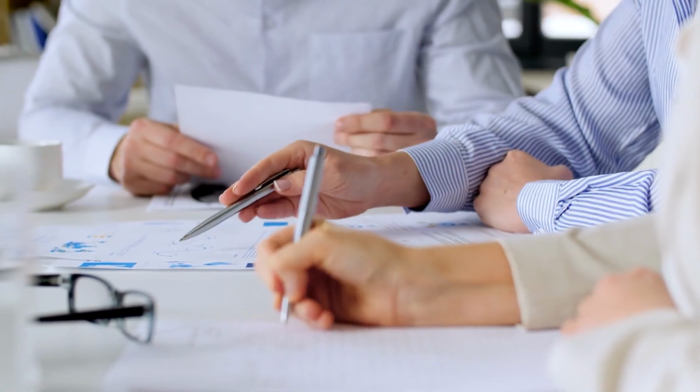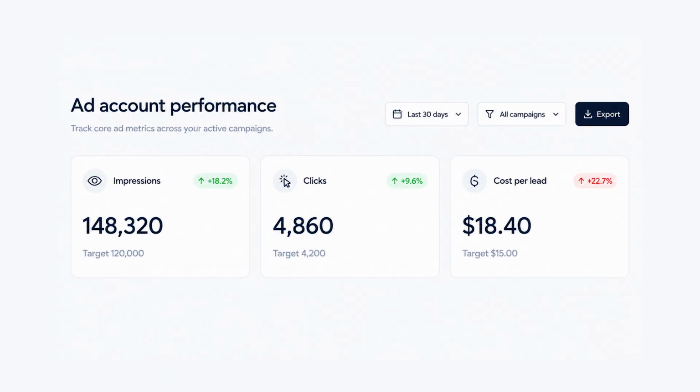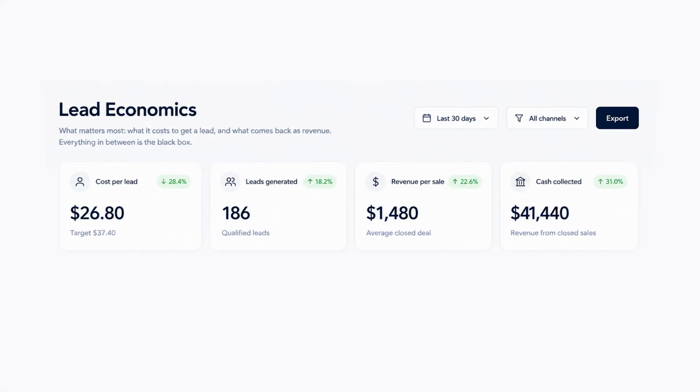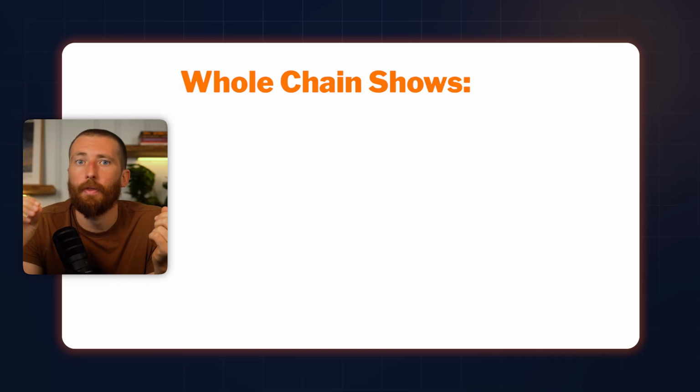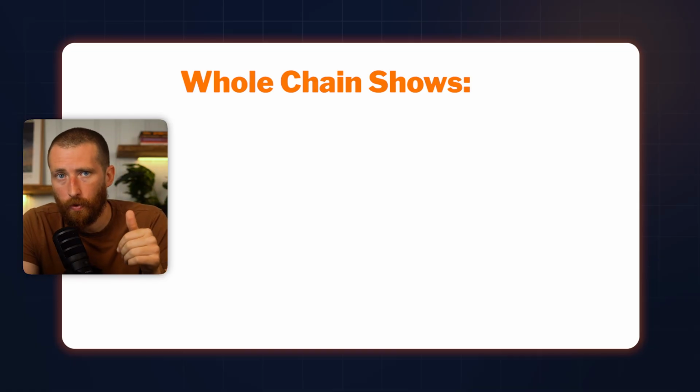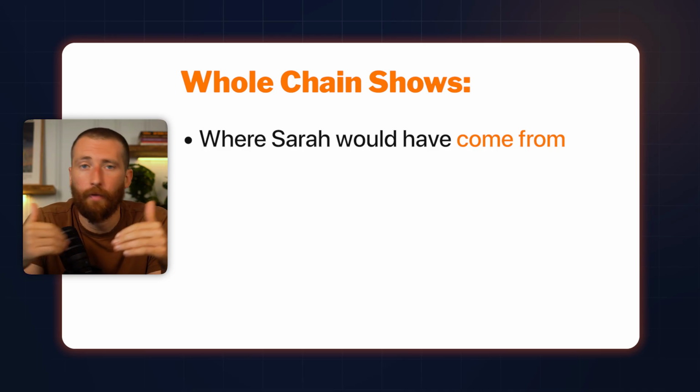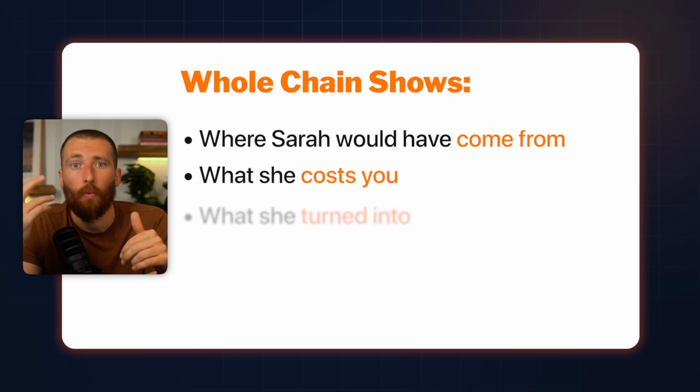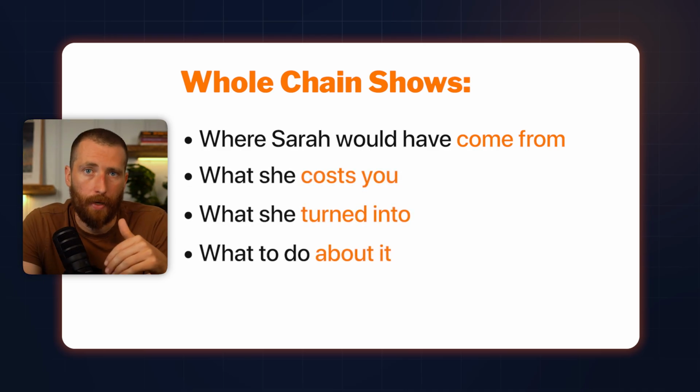Companies need to stop grading themselves on what is easy to see and start grading themselves on what is actually true. That's this hard part that makes decision making easy. That's where money is made. That's where companies scale, but it's also where companies fail. And now that you can see how the whole chain works, you know where Sarah would have come from, what she costs you, what she turned into, and what to do about it. If you take this and you actually implement it and point it towards your next decision, you're going to stop guessing today and you're going to start setting yourself up for tomorrow.